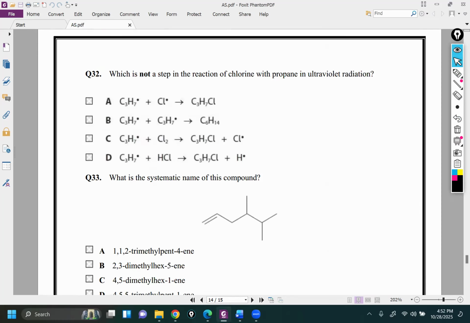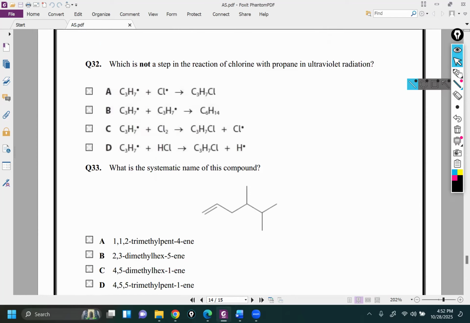Question 32. Which is not a step in the reaction of chlorine with propane in ultraviolet radiation? Which is not the step? So this is a termination step, this is also a termination step, this is a propagation step. Now HCl is not there. It is only the product. It cannot participate again. So the correct option is option D.